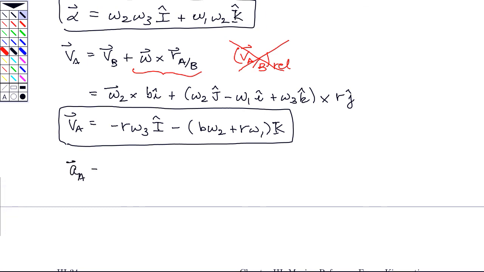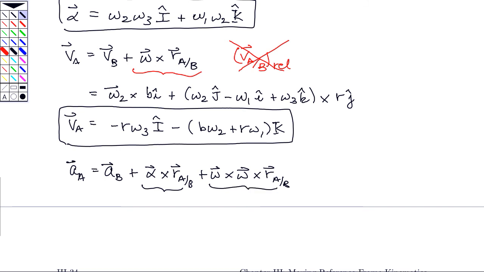we're going to write that as the acceleration of b plus two terms. One is an alpha crossed with r kind of term, and the other one is an omega crossed with omega crossed with r term. Now again, because points A and B are on the same rigid body, we can capture that relative motion just with these two terms.